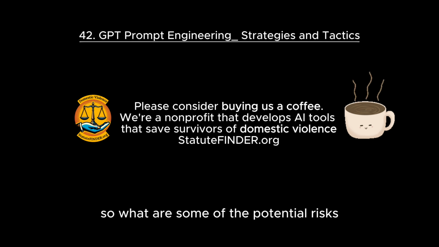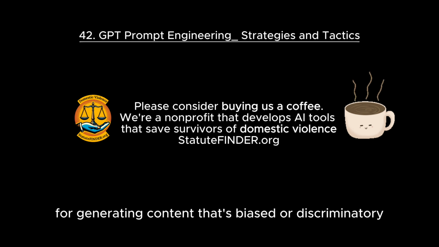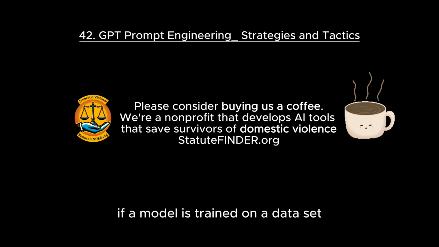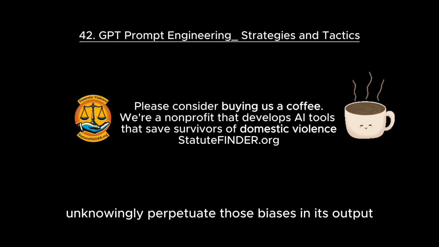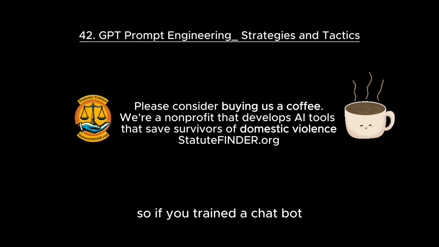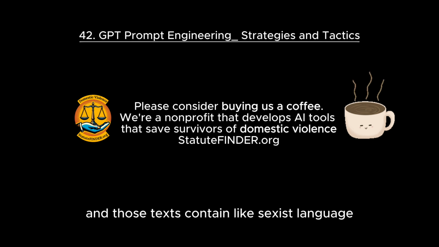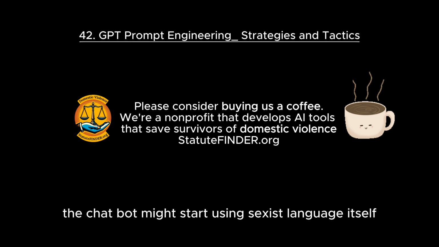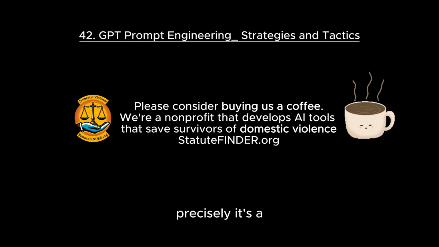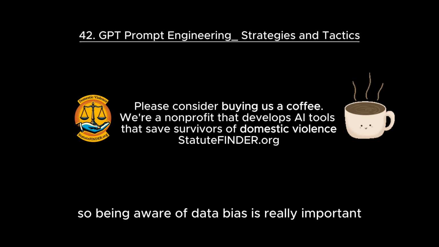So what are some of the potential risks that the documentation highlights? So one example is the potential for generating content that's biased or discriminatory. If a model is trained on a data set that contains biased information, it might unknowingly perpetuate those biases in its output. So if you trained a chatbot on a data set of historical texts, and those texts contain sexist language, the chatbot might start using sexist language itself. Precisely. It's a really good reminder that these models are a reflection of the data that they're trained on. Right. That's why it's so crucial to carefully curate your training data and be mindful of potential biases.